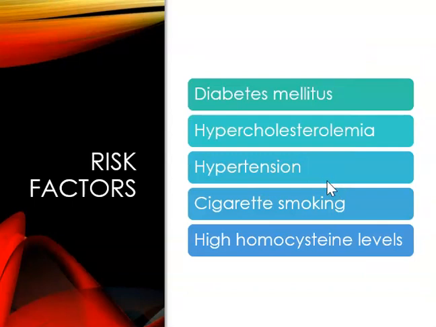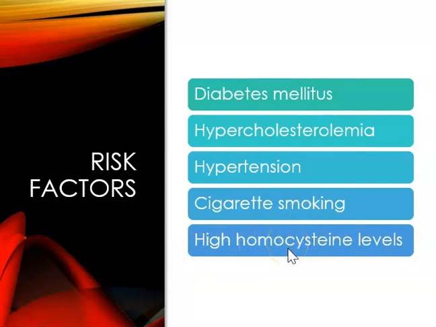Risk factors, other risk factors include inactivity. Activity is going to help promote the development of collateral circulation, so circulation around the area that is affected, and maintain tissue perfusion. So other risk factors are going to be diabetes, high cholesterol, hypertension, cigarette smoking, high homocysteine levels, but that could be due to a genetic relationship too. So sometimes these people are predisposed because of genetics.